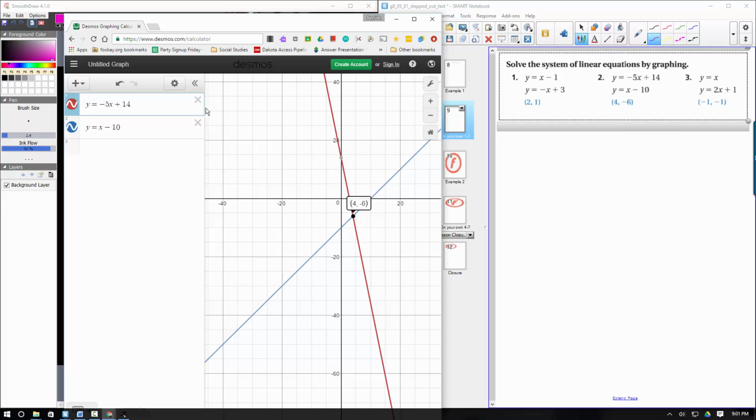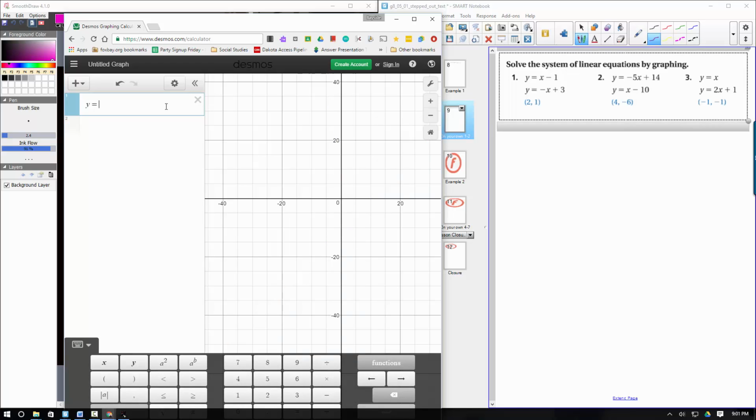And then finally, the last one I'm going to do is just this y equals x, which is 1 over 1, right? And the second one is y equals 2x plus 1. And I have a lot of points here. Let's zoom in.